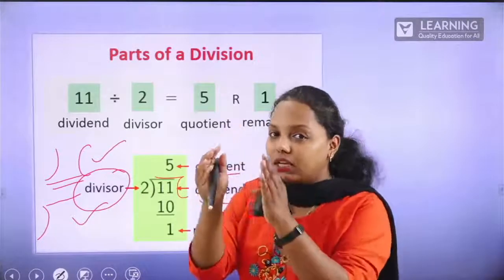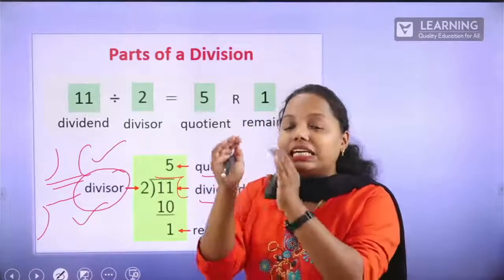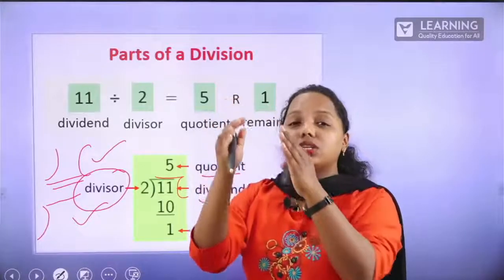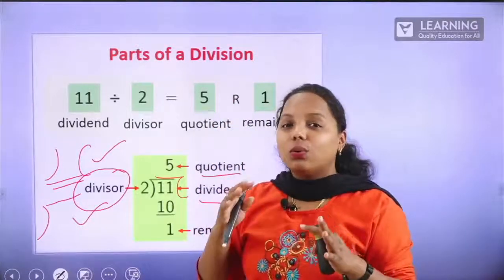So now, I hope you are saying along with me: dividend, divisor, quotient and remainder. So these are the very important things.